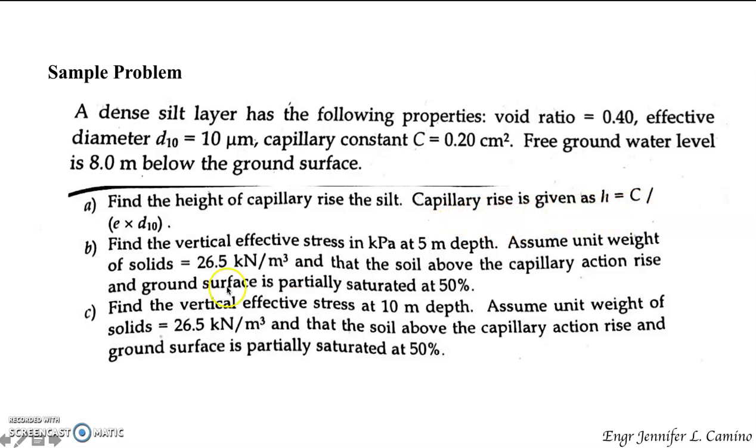Capillary rise is given as C over e times D sub 10. B, find the vertical effective stress in kilopascal at 5 meters depth. Assume the unit weight of solid is equal to 26.5 kilonewton per cubic meter, and that the soil above the capillary rise and the ground surface is partially saturated at 50%. Letter C, find the vertical effective stress at 10 meters depth, with the same assumptions.